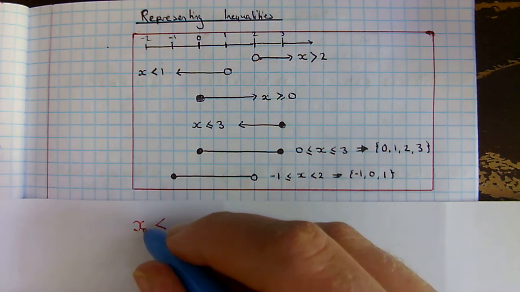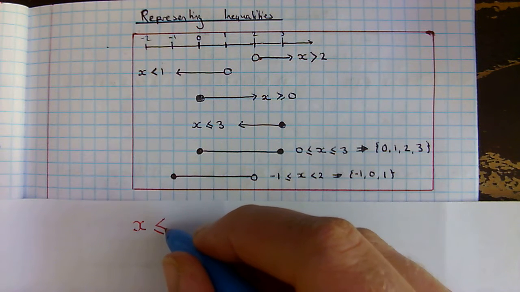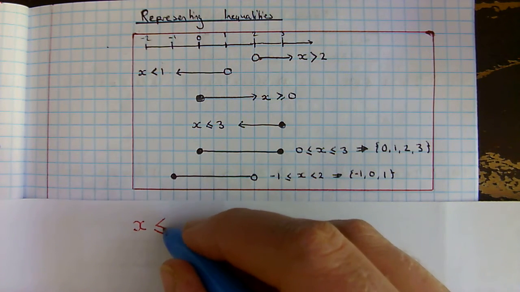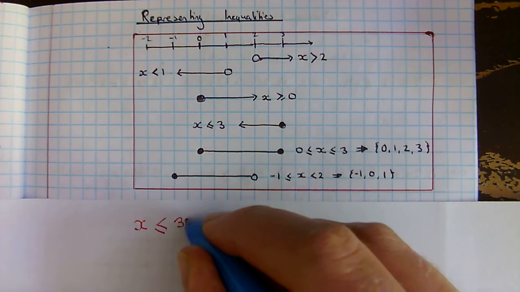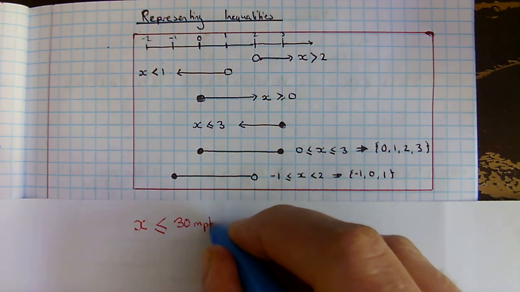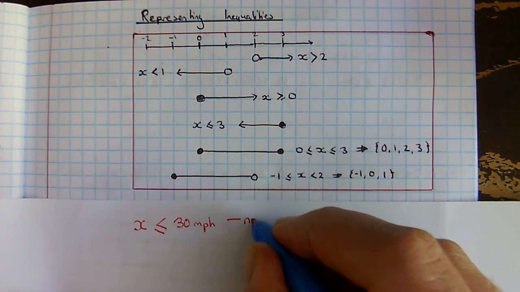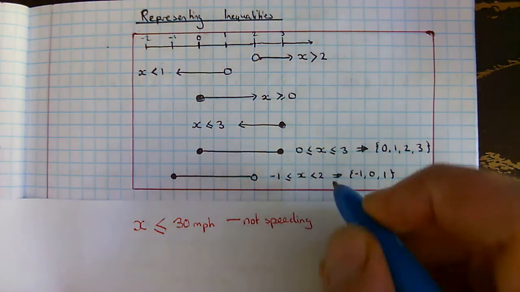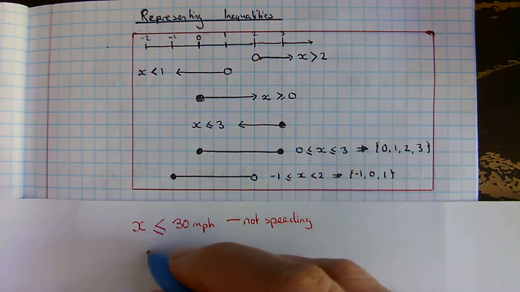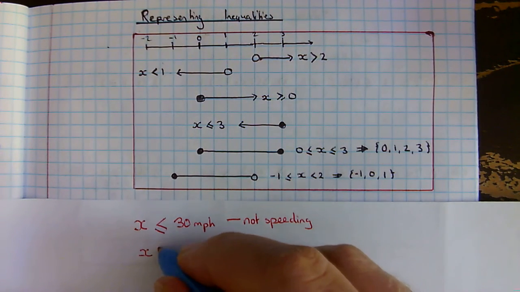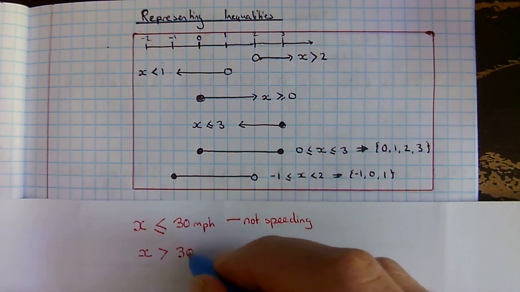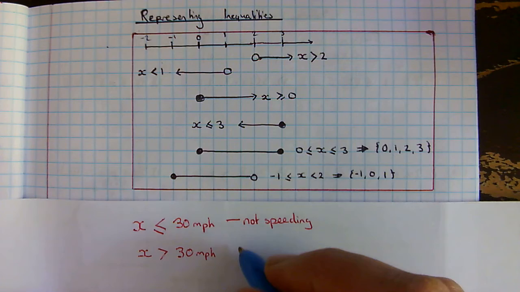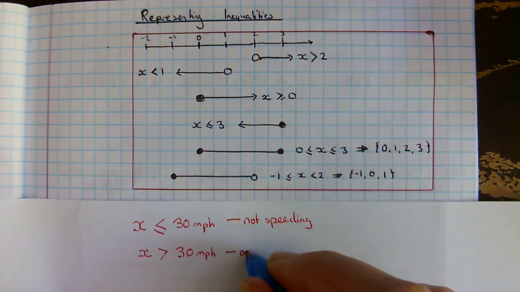So the mathematical way of saying up to 30 miles an hour is this. X is anything less than, or also, if you have a look down here, you've got this equals sign. X is less than or equal to 30 miles per hour. There, you're not speeding. If, on the other hand, x is bigger than 30 miles per hour, notice here there's no equal sign, x is actually bigger than 30 miles an hour, then you are speeding.